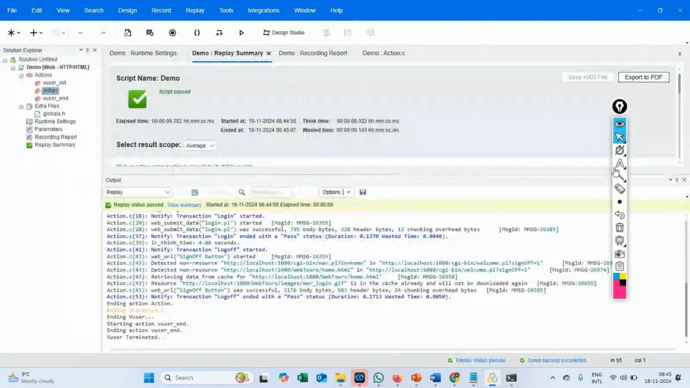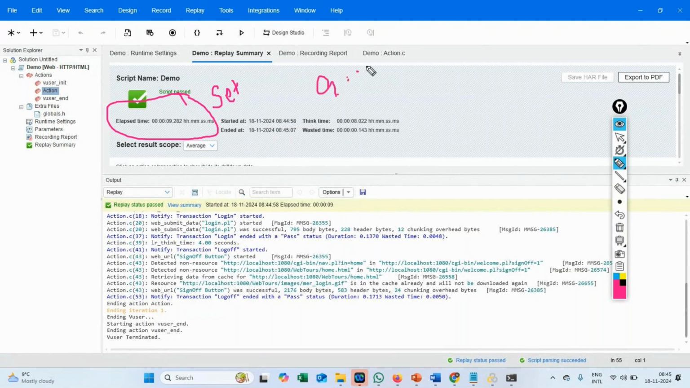Okay. The script ran successfully. Now, the elapsed time I mentioned is the script execution time. What is the script execution time? It's 9.282 seconds or so. Now, in this script execution time, you have something called think time.